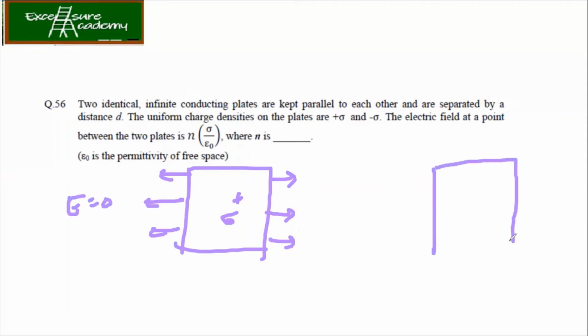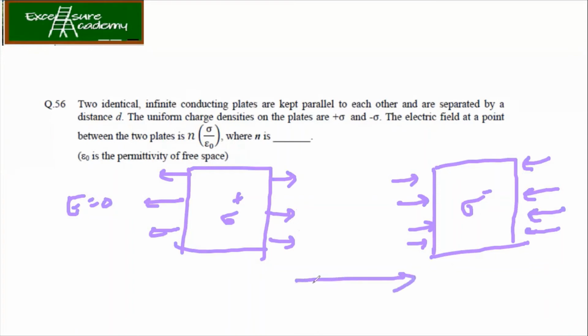Similarly, for the other plate where it is negative, for the negative charge the electric field is towards the charge. Now the distance between them is given as d, as mentioned in the question. So the electric field at a point between the two plates is n sigma by epsilon 0, where n is... so here we need to calculate the value of n.